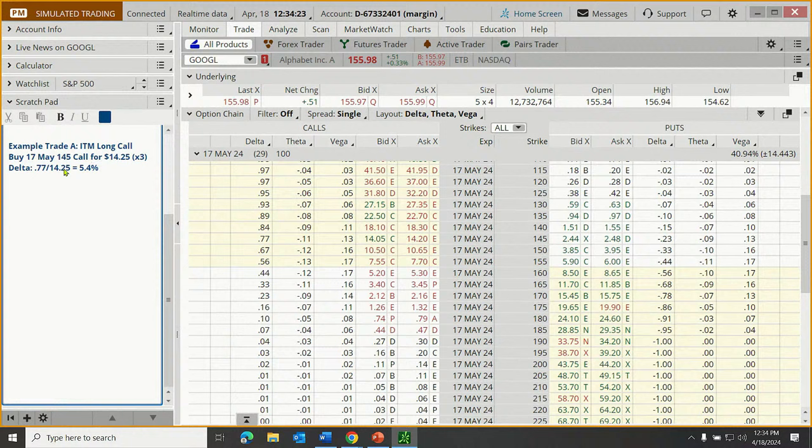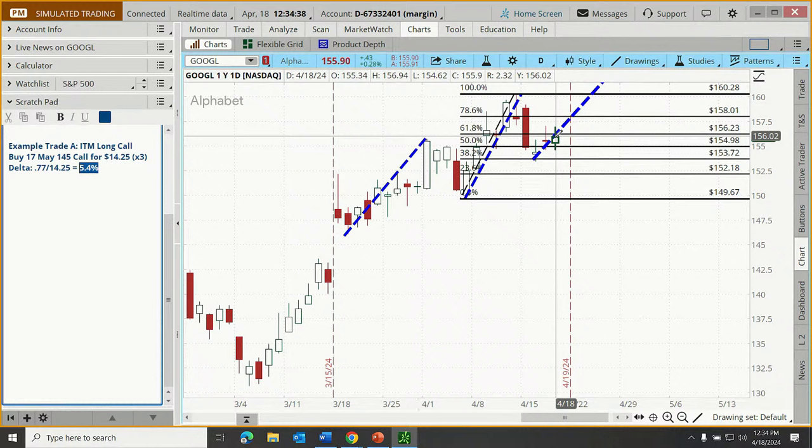So for some traders, that may just be what they're looking for. Awesome. Maybe they're really convinced, feeling quite confident that, yeah, okay, maybe we stumbled a little bit over the last few minutes, but overall, they think over the next couple of weeks, we're really looking to head higher here.